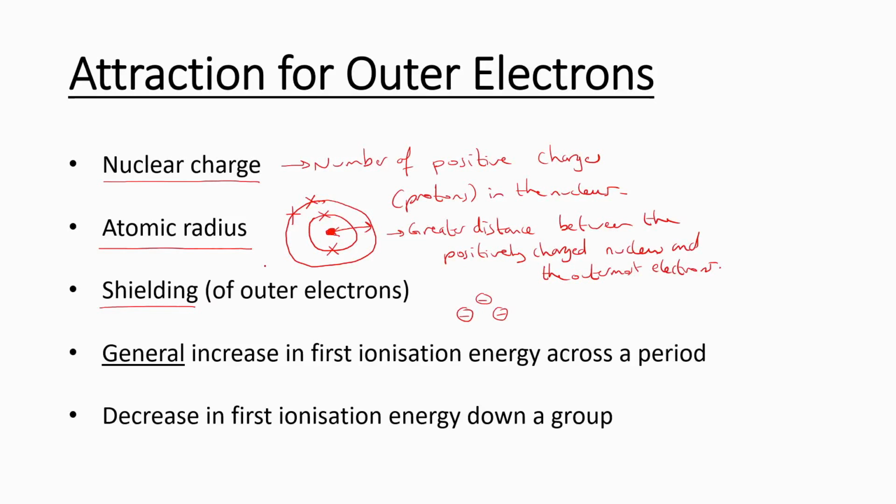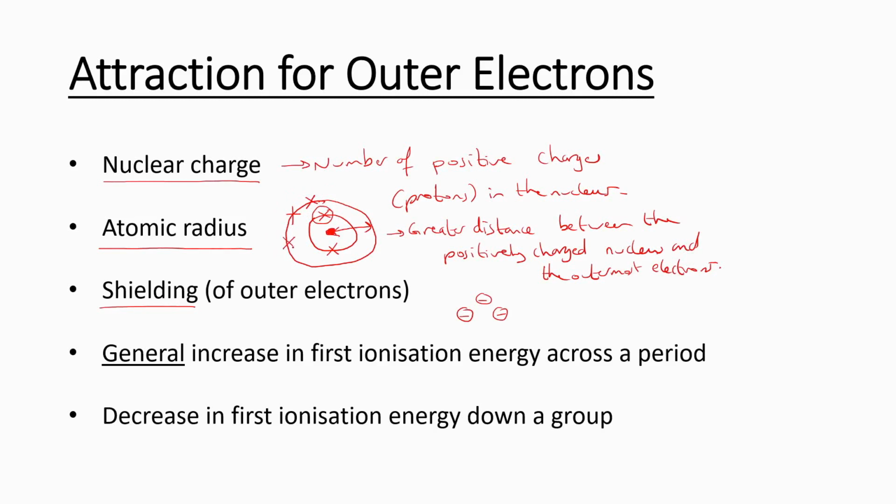Now you can see that if I have electrons in between the outermost electrons and the nucleus, there's going to be electron-electron repulsion. We say that the outermost electrons are shielded from the nucleus. Because of this repulsion, there's going to be less attraction between the nucleus and the outermost electrons, so it's going to be easier to remove them. It's going to require less energy to remove them. So it's going to be a lower ionization energy.